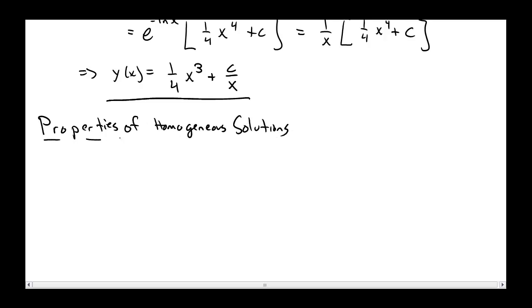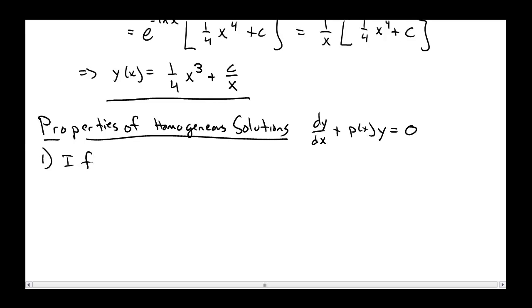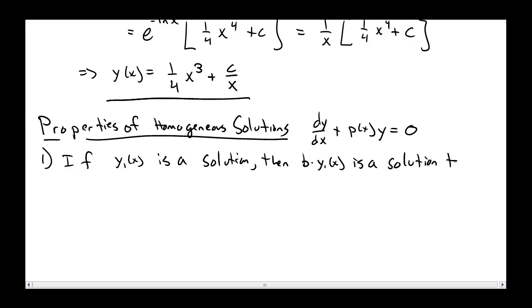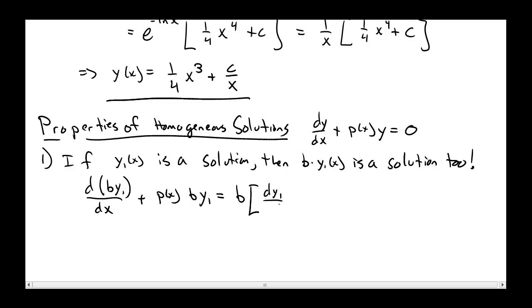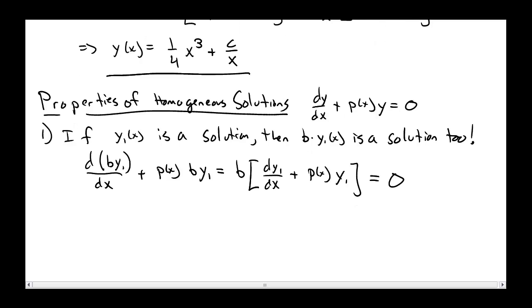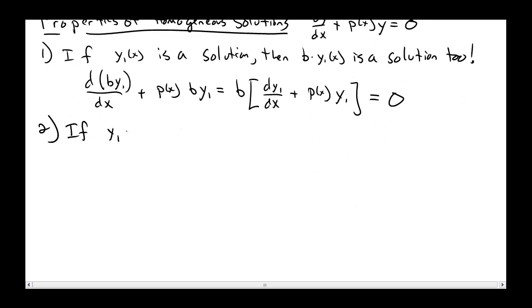So I want to talk now about some very important properties of homogeneous solutions. These are really mathematically interesting and important. So say we have a solution y1, then it turns out that b times that solution is also a solution. And we can check this by plugging in b times y1 into our form for the homogeneous equation, and we indeed find 0. So it's also a solution as long as y1 is a solution.